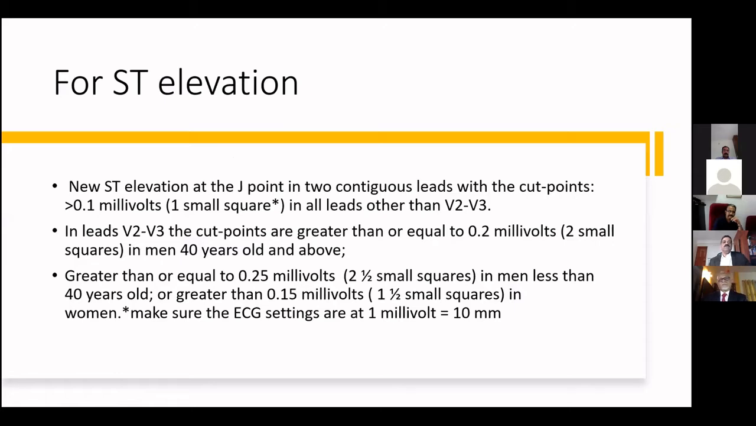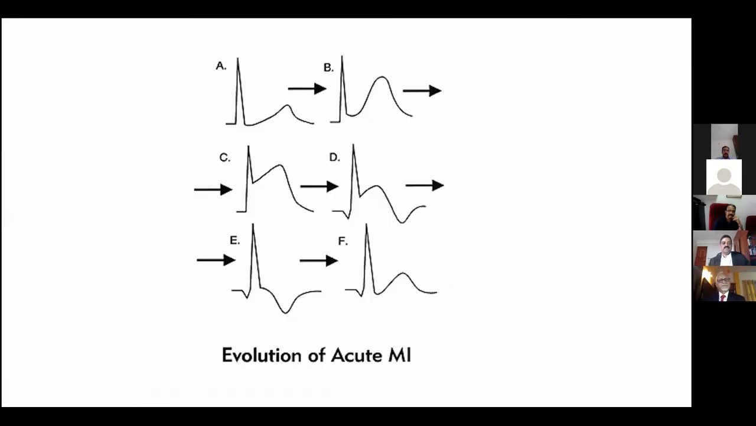So when we talk about ST elevations, you are all aware of the criteria. A new ST elevation at the J point, which is more than 1 millimeter or 1 small square in the limb leads, and about 2 millimeters in the chest leads. So what I would like you to focus on, apart from that 1 millimeter, 2 millimeter measurement and the contiguous leads, is that depending upon how quickly a patient comes, you can have different ECG ST elevations.